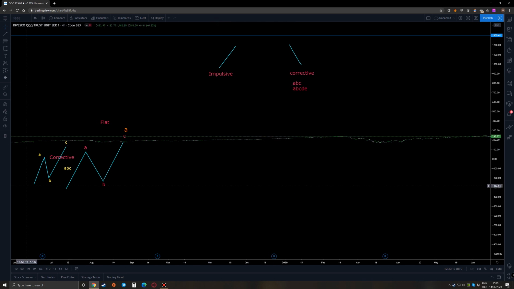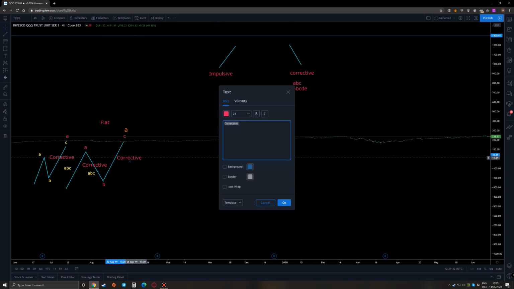Now we have this ABC. And this ABC, what will end? It will end this wave A here. What about wave B? Well, wave B has to be corrective as well. So wave B will be ABC too. Now wave C here, on the other hand, it has to be an impulsive move.